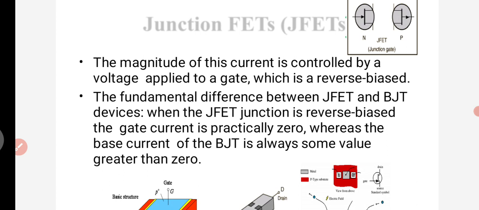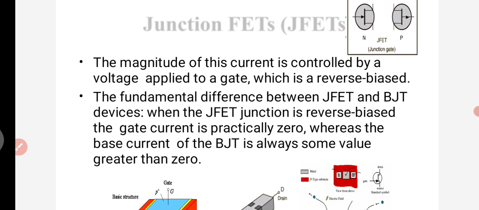Here the magnitude of this current, the flow of current through the device, is controlled by a voltage applied to the gate, which is reverse biased. So this gate will be connected in reverse bias.